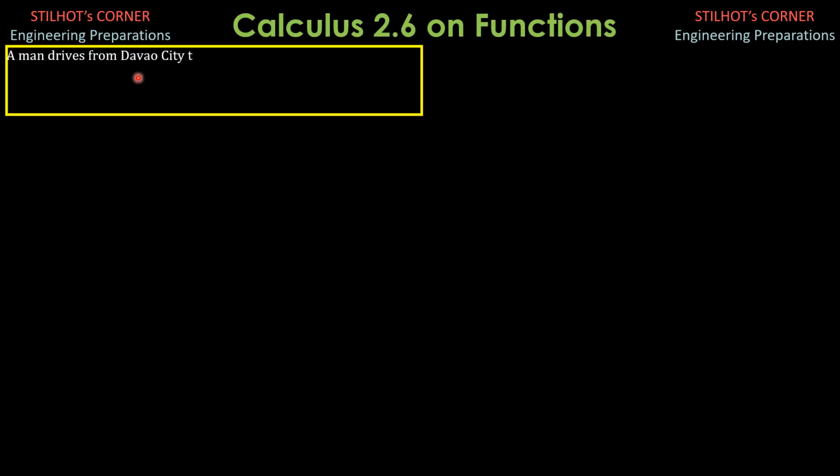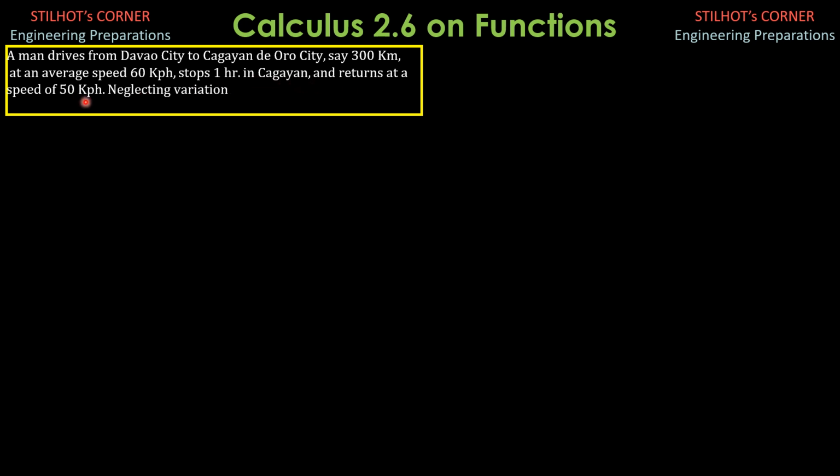Hello, future engineers. Here is another video on calculus, especially in functions, sketching graphs, and functions, formulating equations. So a man drives from Davao City to Cagayan de Oro City, say 300 kilometers, at an average speed of 60 kilometers per hour, stops 1 hour in Cagayan, and returns at a speed of 50 kilometers per hour. Neglecting variations of speed in the route, graph the speed v as a function of time.